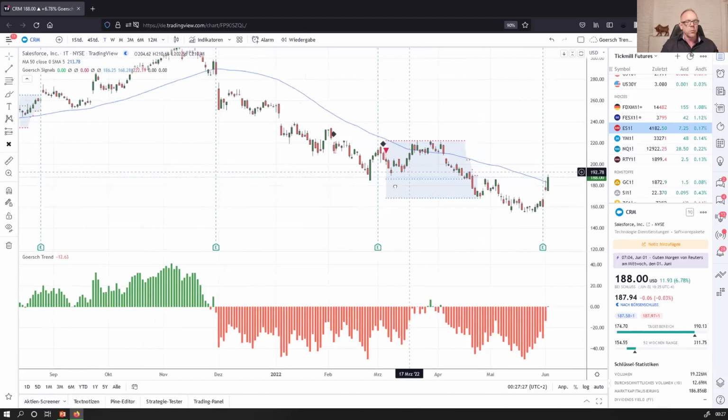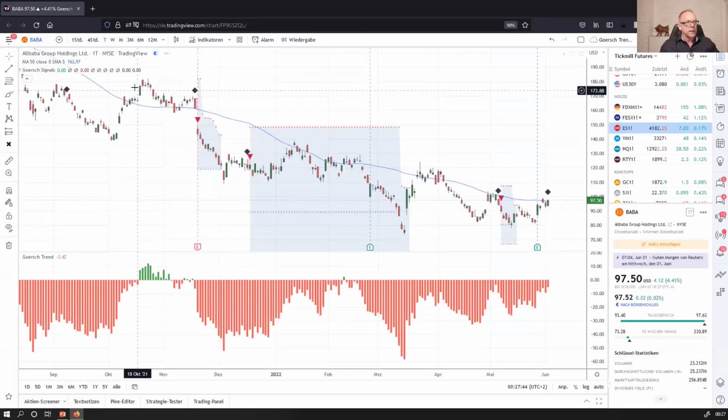What we also can do, if you want to be a little bit more active, is that you do not have to use the daily chart. You also can use the 4-hour chart or something like that. Let's take a look at Alibaba.